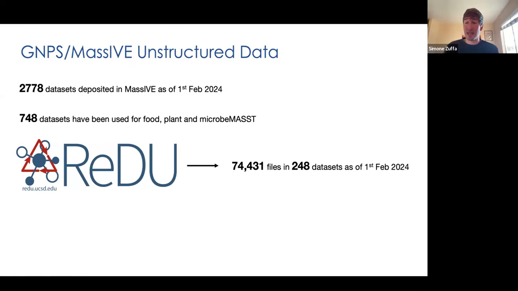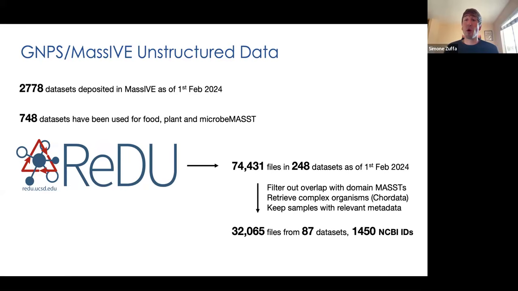So I dug into this data and did some filtering. I removed all the data overlapping with the domain MASSTs and with the ReDU metadata, and then I focused on retrieving only organisms, complex ones, coming from the core data. For example, these involve primates, humans obviously, but also dogs, fish. We have a lot of different samples, and obviously also mice and rats. So we ended up with almost 32,000 unique mzML files coming from almost 90 datasets, spanning almost 1,500 NCBI IDs. So how does this data look?